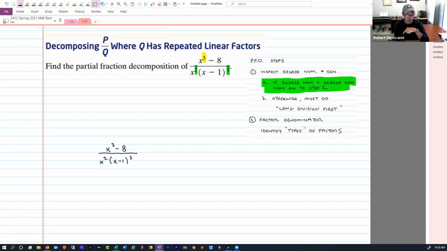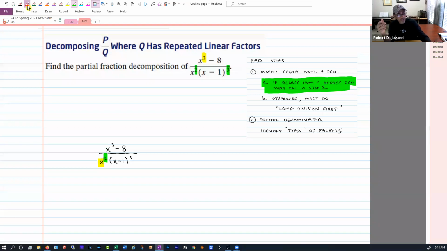Okay, so we have to now look at our denominator, which is factored. It's factored because it's already got parentheses. Things are pulled apart. Things are squared and cubed. So let's look at our first factor. And this is a little tricky. This x, just the x by itself, is linear. But the fact that it's squared means it's repeated.